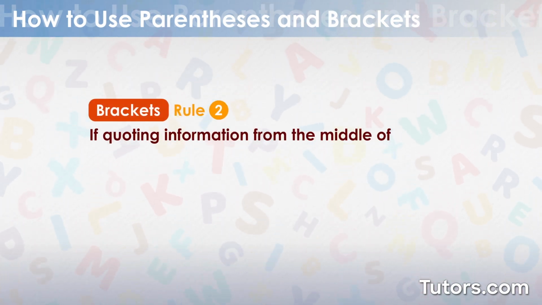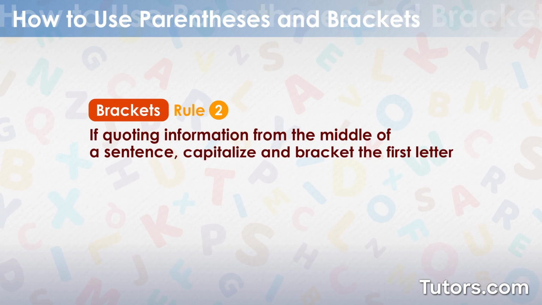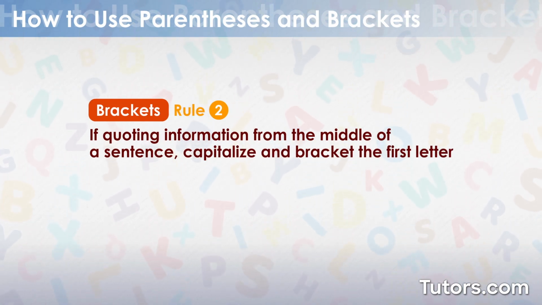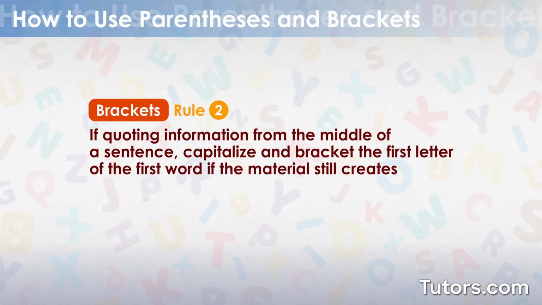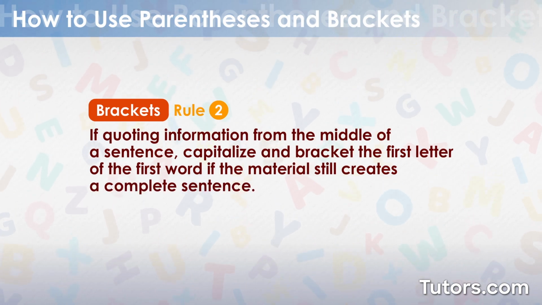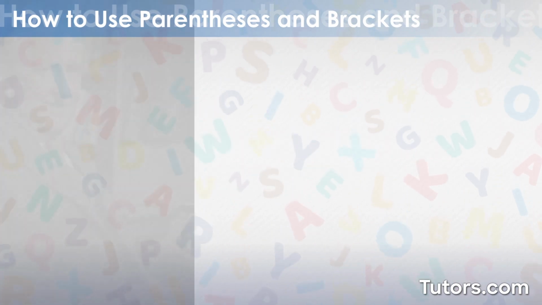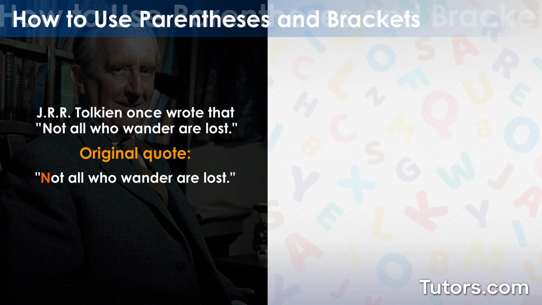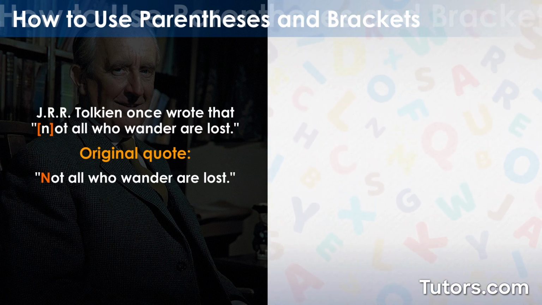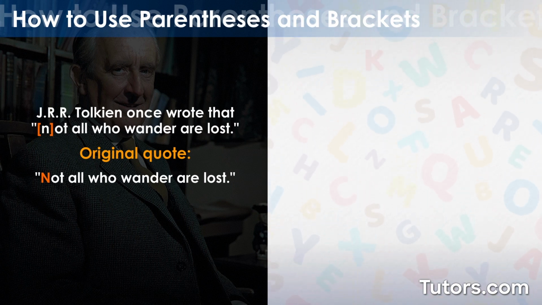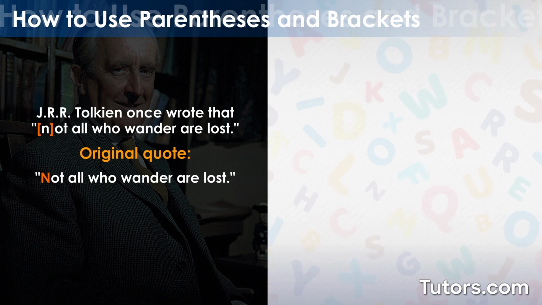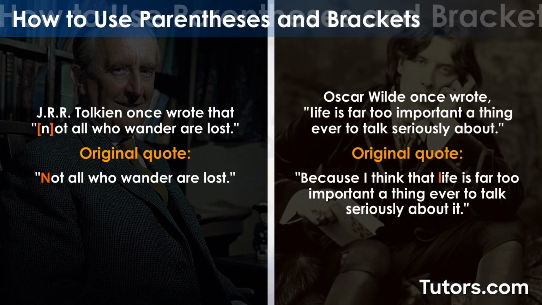If quoting information from the middle of a sentence, capitalize and bracket the first letter of the first word if the material still creates a complete sentence. In the first example, we changed the capitalized first letter to a lowercase letter in brackets, since the quote finished the sentence. The second example shortened a full sentence, but it still remains a complete sentence, so we used brackets and capitalized the first letter.